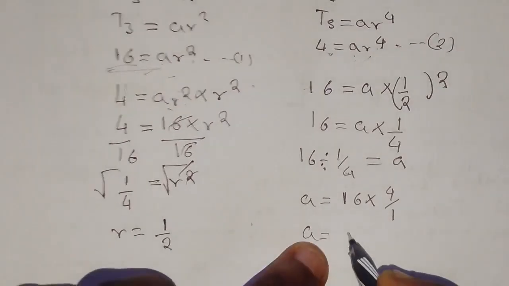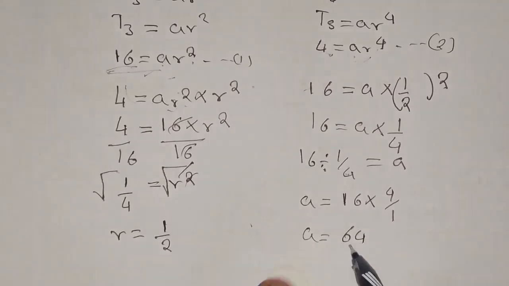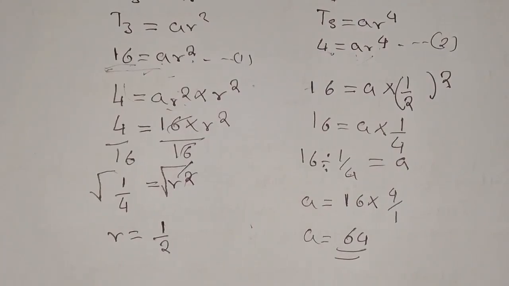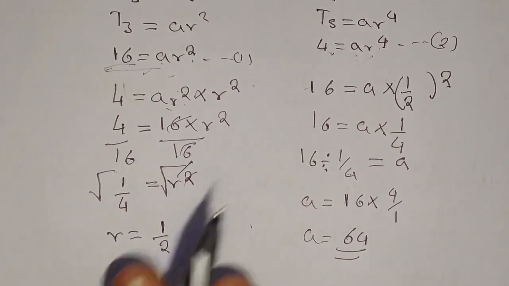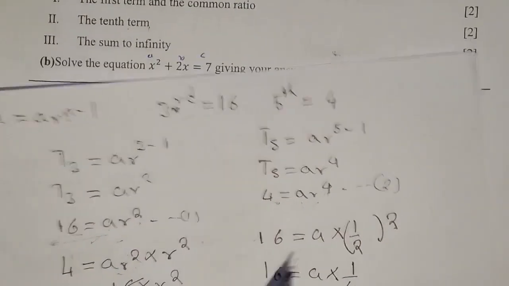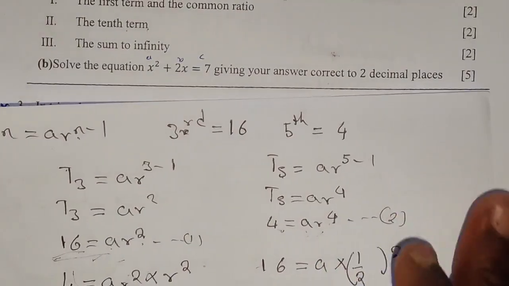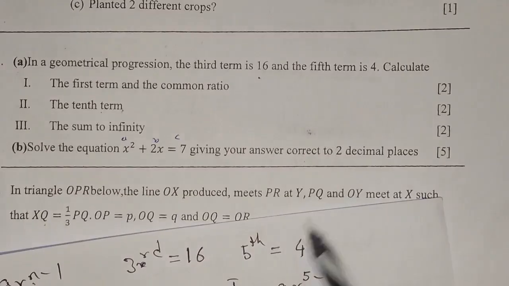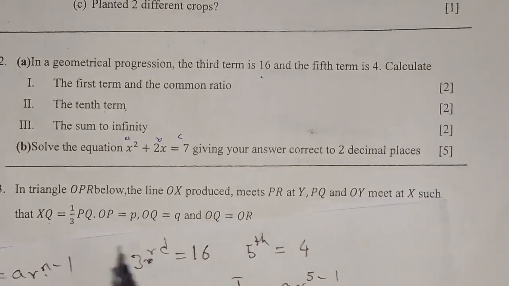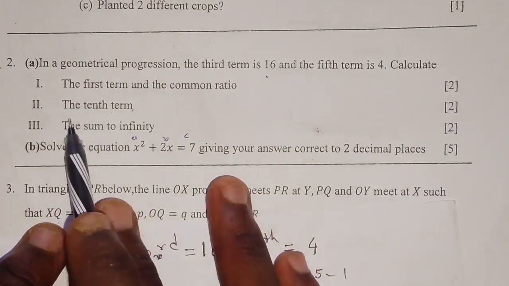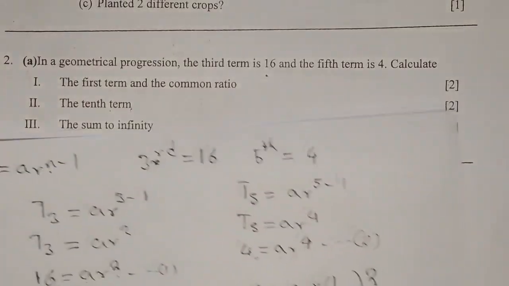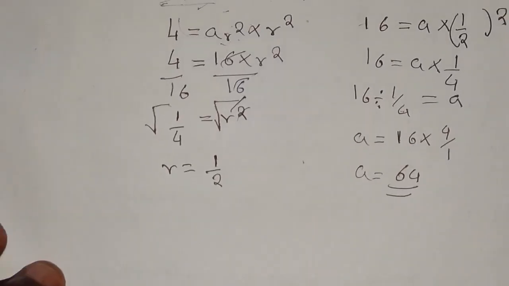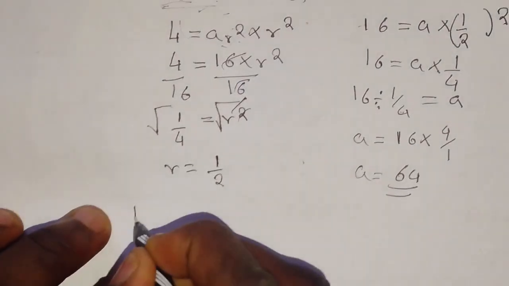So our first term is 64. So this is our first term. So the common ratio and the first term, okay, so these are the 2 marks, and this is how it was supposed to be answered. Okay, we have this. So let's now find the 10th term. You know that the 10th term is given by the formula T10.